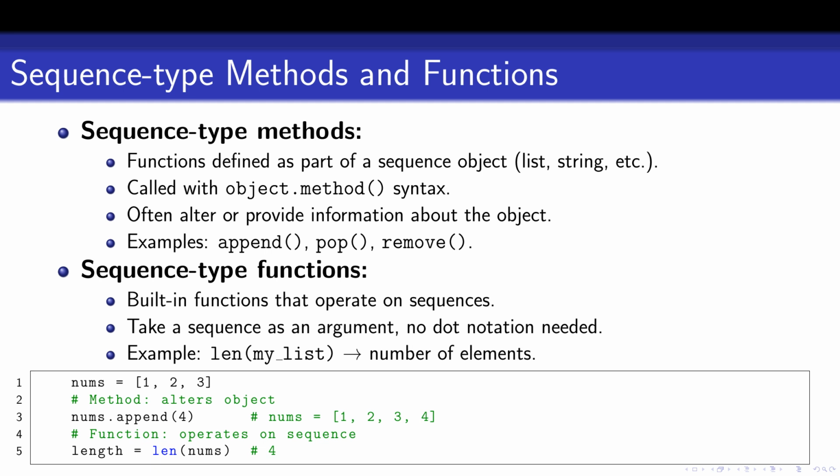The important distinction is that methods are called on the object itself, while functions operate on the object passed to them. The slide examples demonstrate how to append to a list using a method, and how to use len on the same list to get its length as a function. Understanding this difference helps you quickly recognize when to use dot notation versus passing the object as an argument.